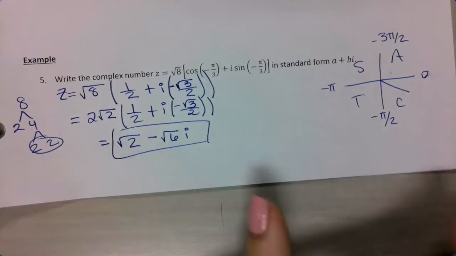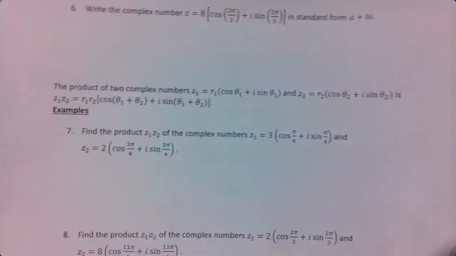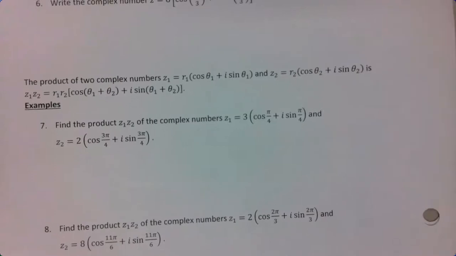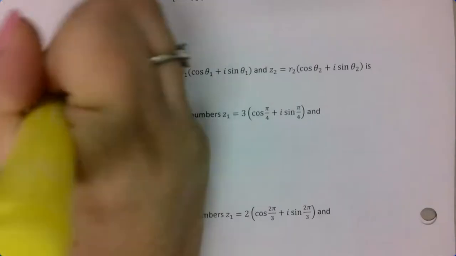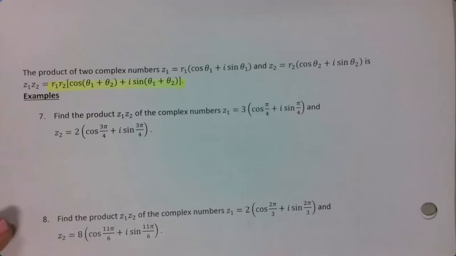Okay. I'm going to skip going over number 6 with you guys. That's just the practice. This next one, the product of two complex numbers, is I multiply my two numbers out front and I add my angles, and then evaluate.